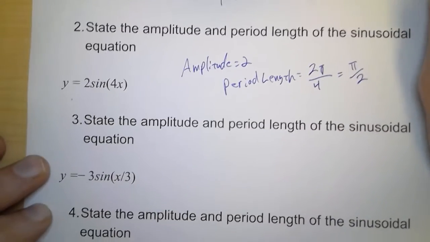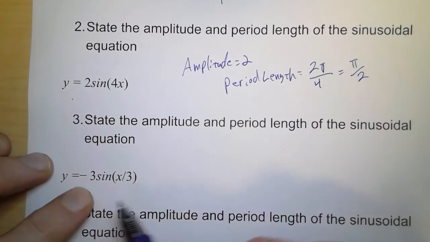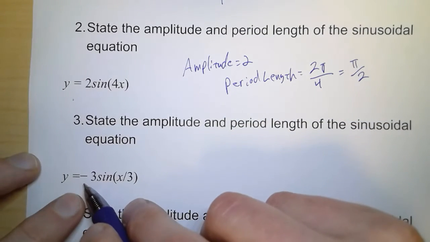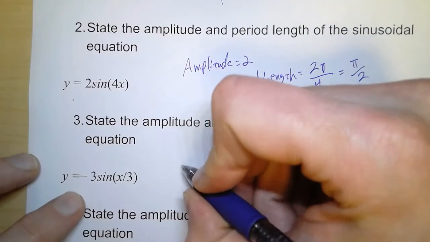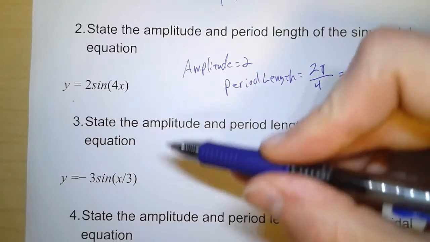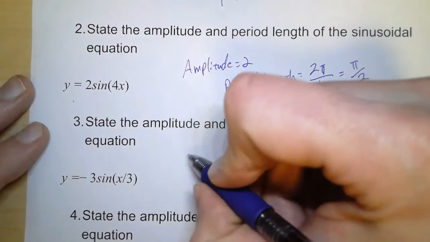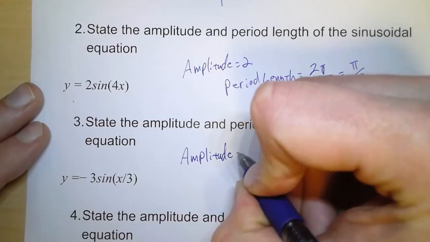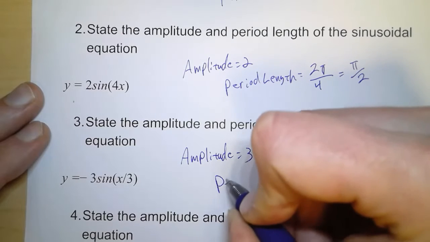So moving down to number 3, here our amplitude is going to be 3. Again, we don't count the negative as part of the amplitude. All the negative does is just turns the graph upside down, but it doesn't make the graph go up or down anymore. So that means our amplitude is 3.